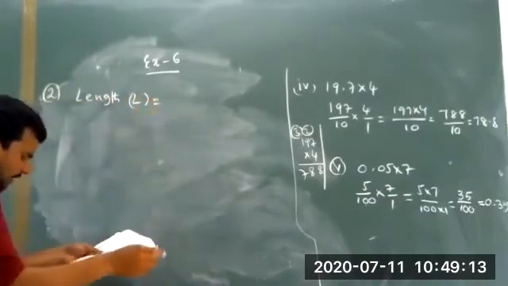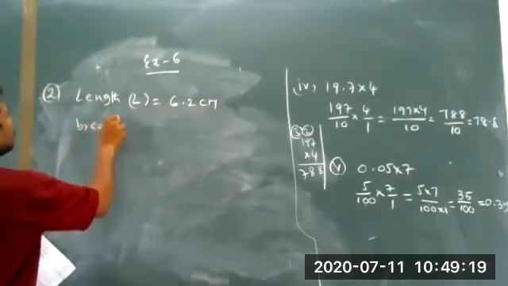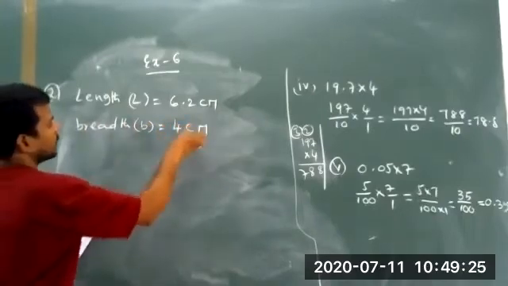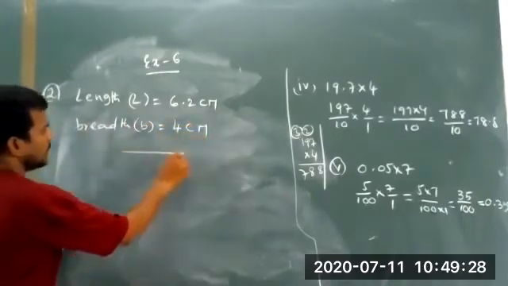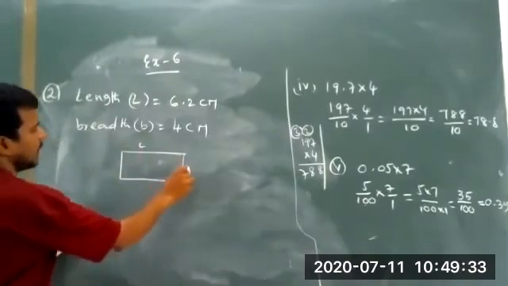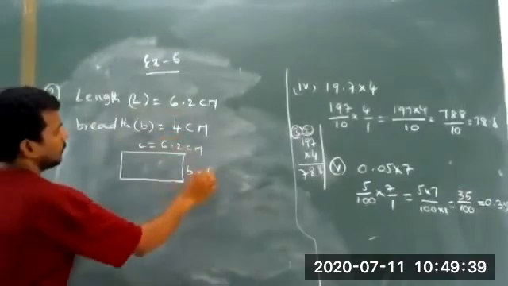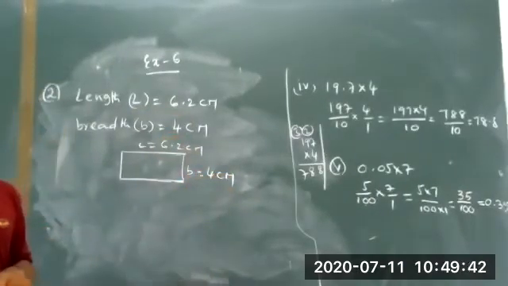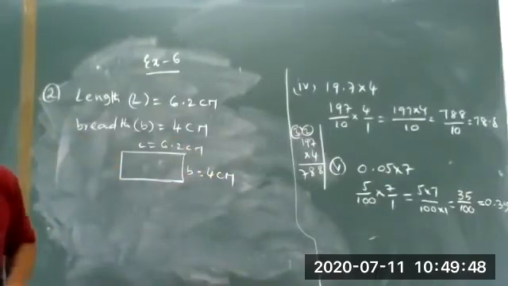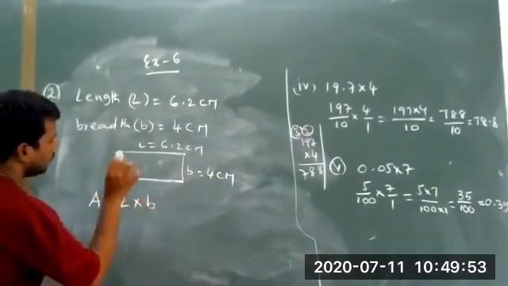Length L equal to 6.2 centimeters is given and breadth 4 centimeters. So this is the rectangle shape. This is the length, this is the breadth. What is the length? 6.2 centimeters. What is the breadth? 4 centimeters. Here it is asking area. What is the formula for area of rectangle? Length into breadth.